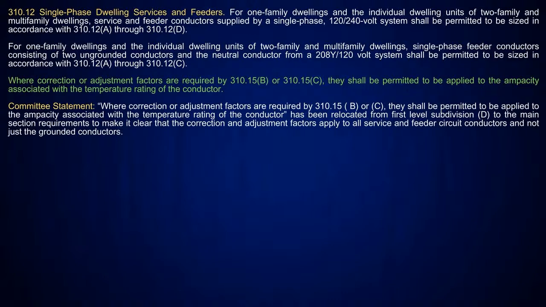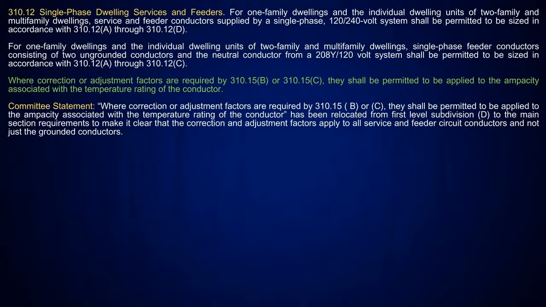But if you have a THWN/THHN, now you can come over and use the 90 degree C column. So you have to look and see what type of conductor it is, and that's why it's very specific there, saying associated with the temperature rating of the conductor. Okay? So did that change from just always being 90? No, it's always been that way.